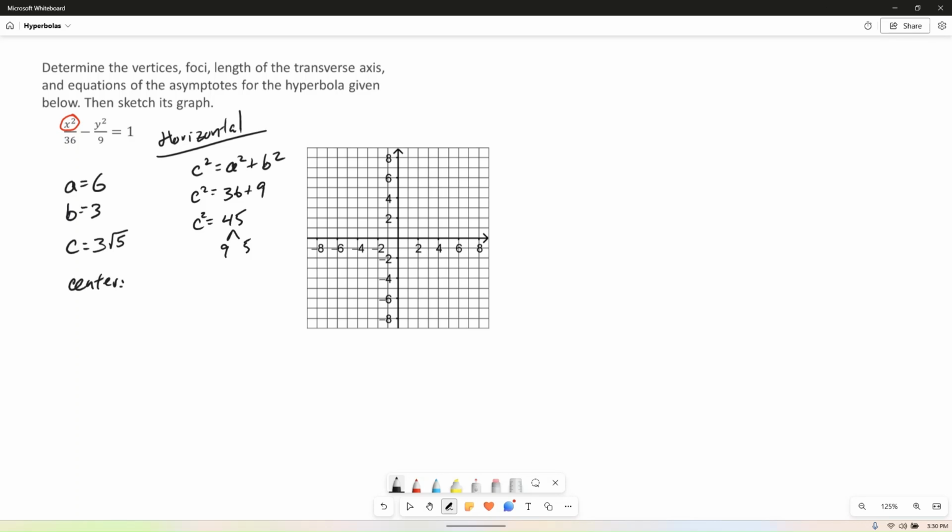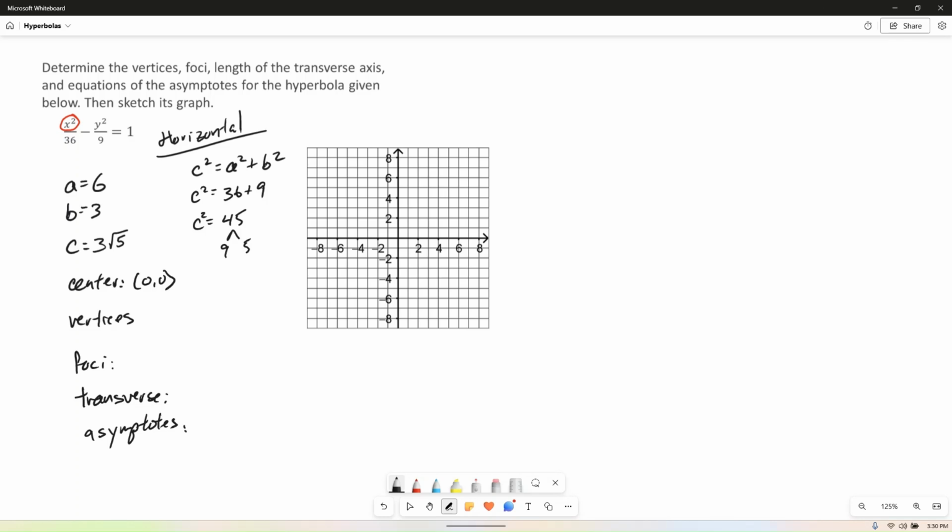Okay, since there's no h and k values, which we've seen with our other ellipses and parabolas, and we'll see again here in a little bit with hyperbolas, the center is going to be at the origin. So center is 0, 0. So how do we find the vertices? How do we find the foci? How do we find the length of the transverse axis? And then how do we find the equation for our asymptotes?